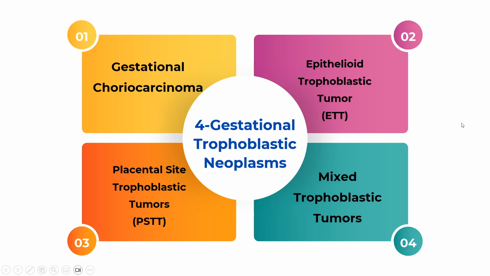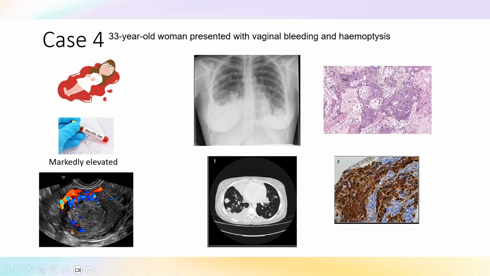Okay, now let's go to the GTN, the main course for today. Gestational trophoblastic neoplasms are four types. We have the gestational choriocarcinoma, the epithelioid trophoblastic tumor, the placental site trophoblastic tumor, and finally the mixed trophoblastic tumors.